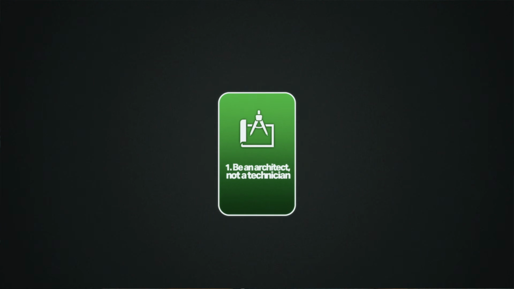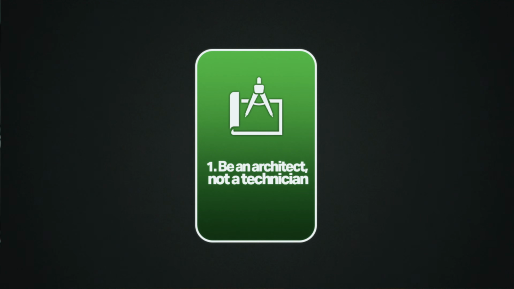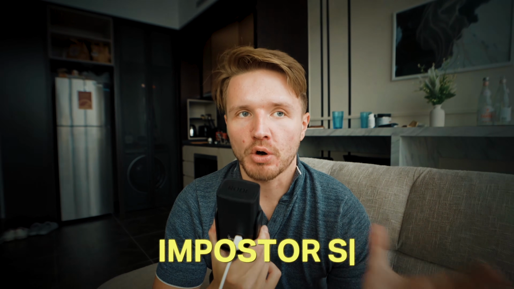So the first tip is to think like an architect, not like a technician. Now, what the hell does this mean? Well, basically when we're learning to code, there is a bit of a tendency to start getting into the weeds a bit too much. So there's often a lot of imposter syndrome when you're a beginner with learning to code. Like you feel like there's so much to know, but you just don't know enough.